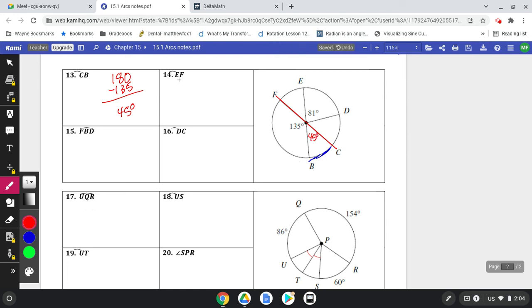Now, EF, arc EF is right here. You'll notice these two across the X from each other, those are known as vertical angles. So vertical angles are the same, so that will also be 45 degrees.